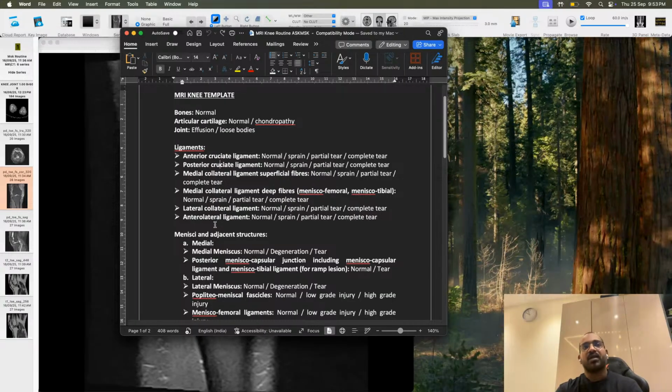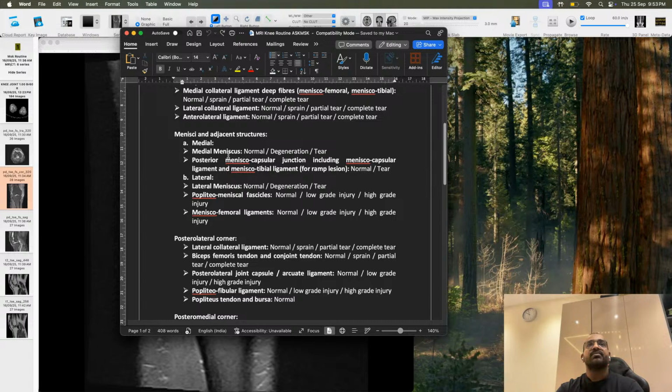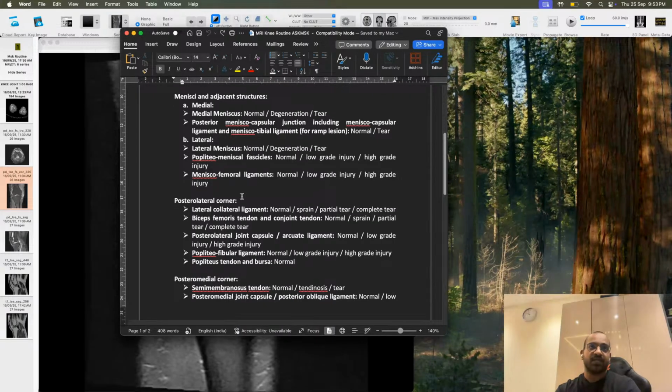Lateral collateral ligament, anterolateral ligament. Then menisci and other structures like medial meniscus, normal or any degenerative signal or tear. Posterior meniscocapsular junction, any ramp lesion. Separation of the posterior meniscocapsular junction is a ramp lesion, usually of the medial meniscus. It is usually associated with ACL tears. Then lateral meniscus, normal or the same thing. Popliteomeniscal fascicles and meniscofemoral ligaments. We need to mention the meniscofemoral ligaments also, like we have seen the ligament of Risberg now.